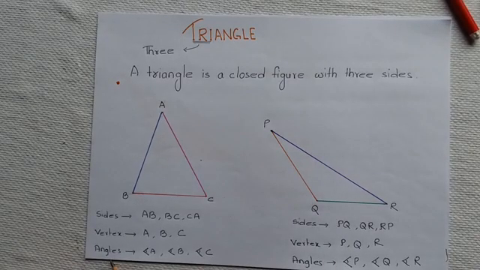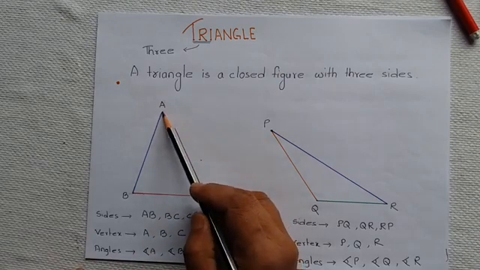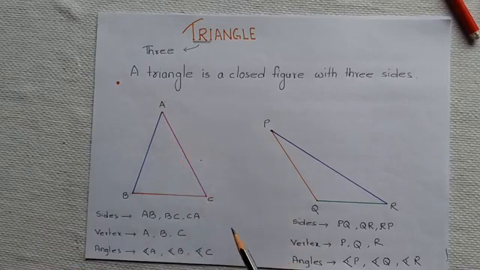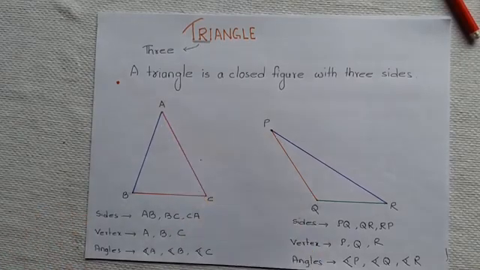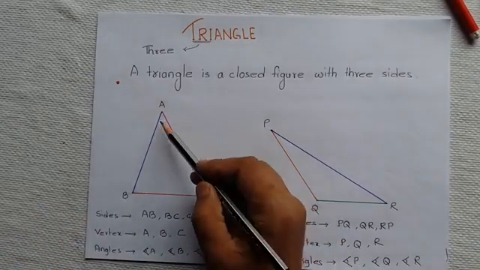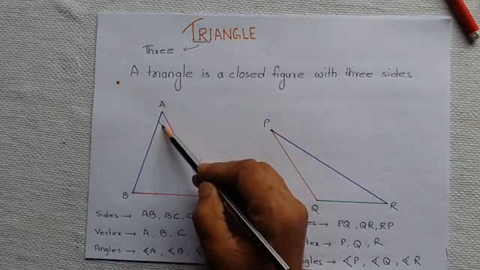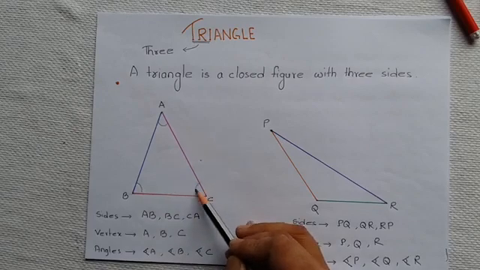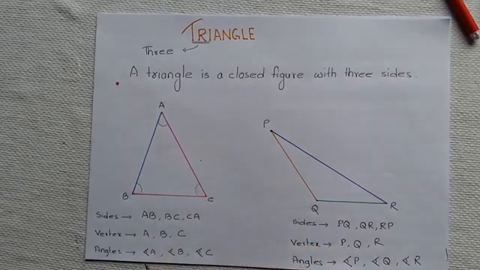And we have angle. This point is called vertex, and the corner where the two lines meet each other, they form a corner, and this corner is called angle. So we have here angle, this part is called angle, and this part is called angle. You know the symbol used to denote an angle here. So you know now what a vertex is, sides of a triangle, and angle of a triangle.